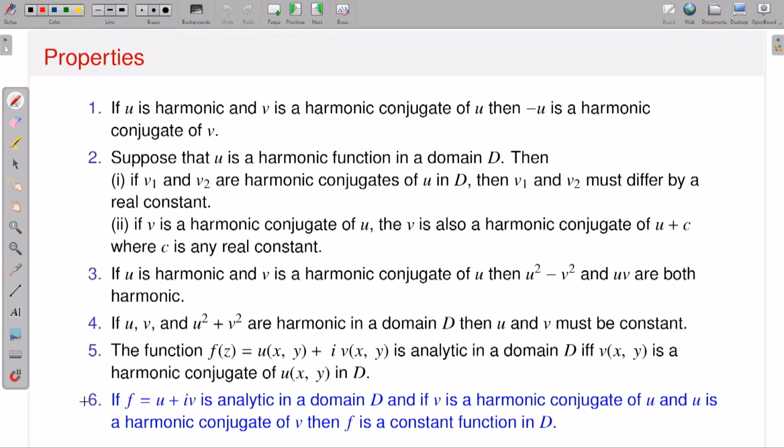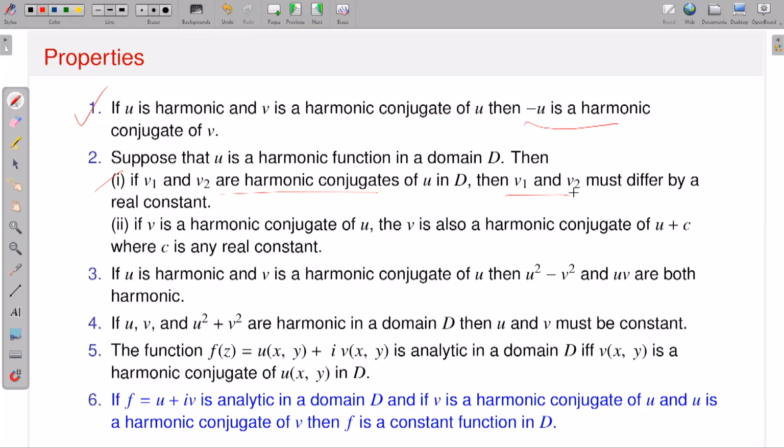So these properties I also explained. Like the first one I already talked about: if u is harmonic and v is a harmonic conjugate of u, then minus u is a harmonic conjugate of v, that I have already explained. Then I also said that if we start with a harmonic function u, and suppose you have two harmonic conjugates, then how do they differ? The answer is that if v1 and v2 are two harmonic conjugates of u, then v1 and v2 must differ by a real constant, and that I also already explained.